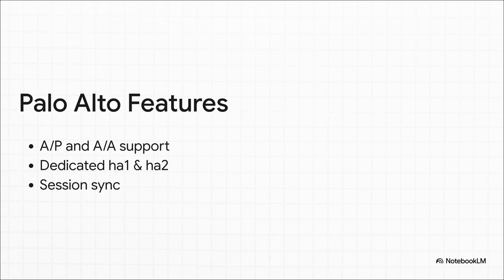Want a traditional failover setup? You got it. Need an asymmetric routing environment where both firewalls are actively inspecting traffic? You can do that too. And it all relies on that continuous session sync happening over those dedicated HA1 and HA2 links we just talked about. Plus, checking on it is super easy. Just type show high availability state.